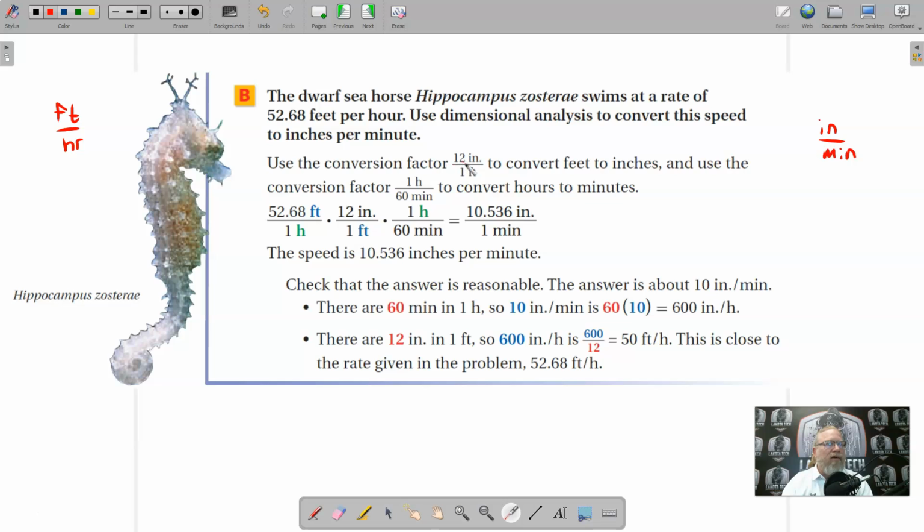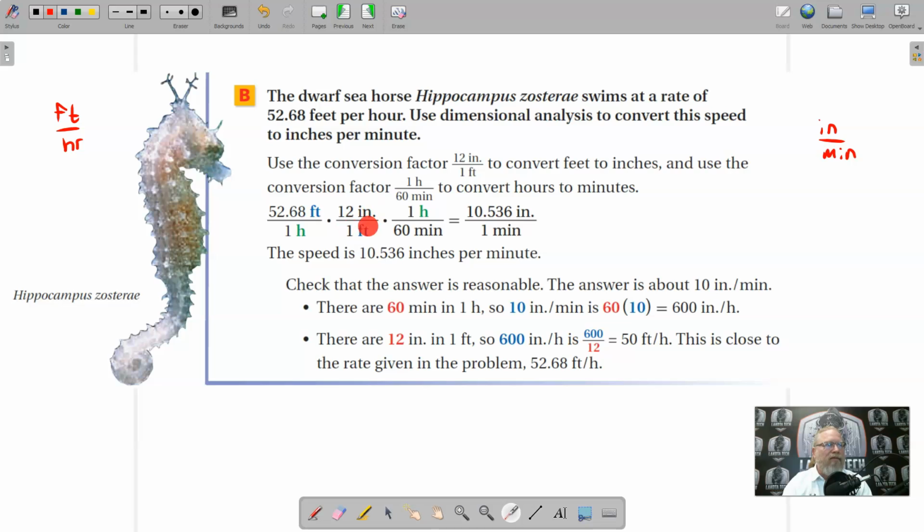So use the conversion factor of 12 inches to 1 foot. So there's our conversion factor for distance to convert feet to inches. And use the conversion factor 1 hour is to 60 minutes to convert the hours to minutes. So there's our conversion factor for time. Now let's start filling things in. We have our first rate of 52.68 feet per hour. So we start off with that.